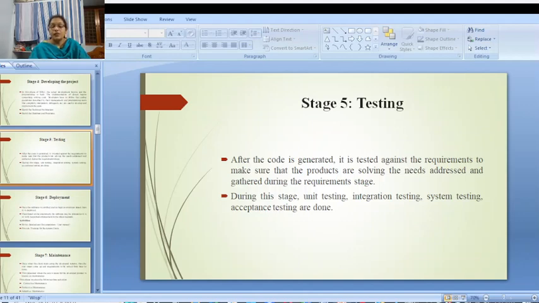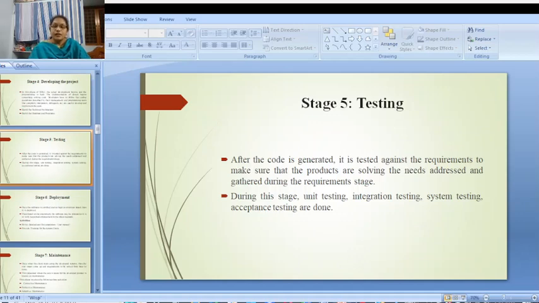So during the requirement stage, the stakeholders or customers gave information, and we check whether those needs are addressed or the problems are solved or not. By doing the testing, all of this will be known. During this stage, we will do different types of testing, that is unit testing, integration testing, system testing, and acceptance testing.